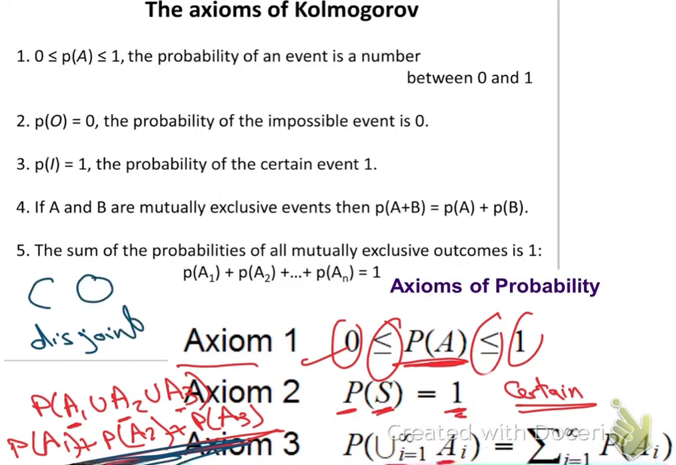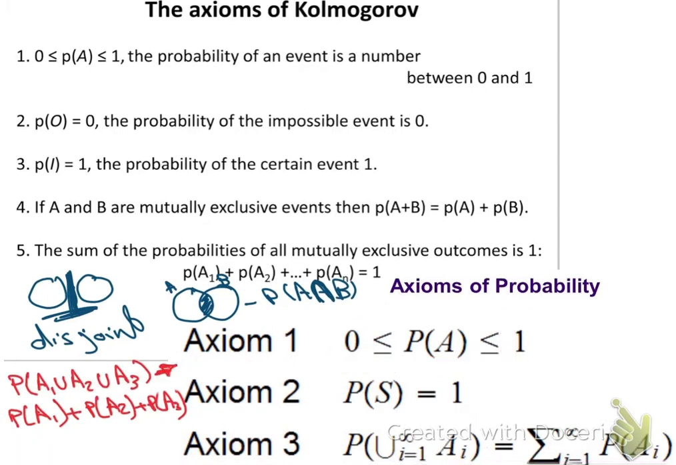Okay, if they are disjoint, there's a space gap here, there's no intersection. But if they are intersecting, there's a special case. We have to say minus the probability of A intersect B.